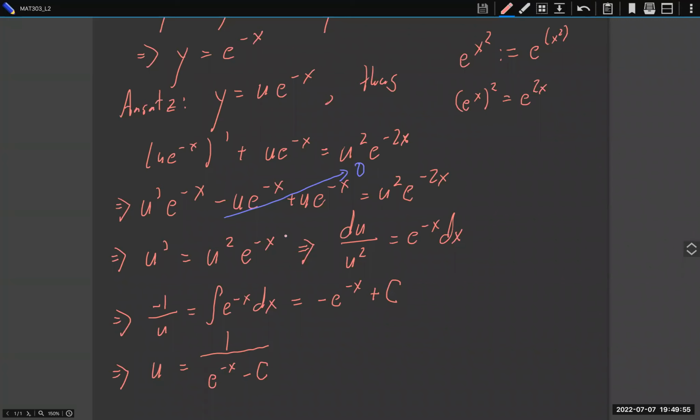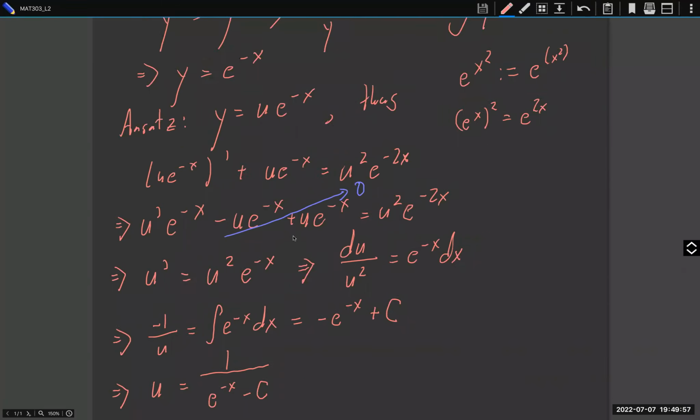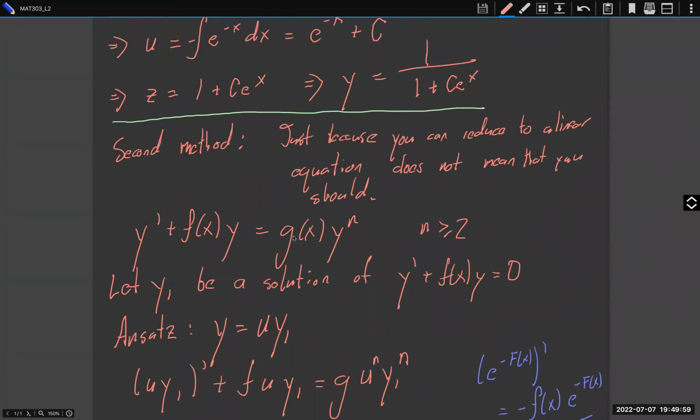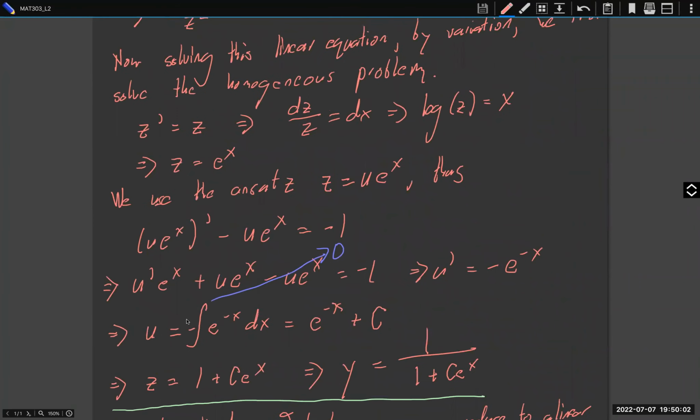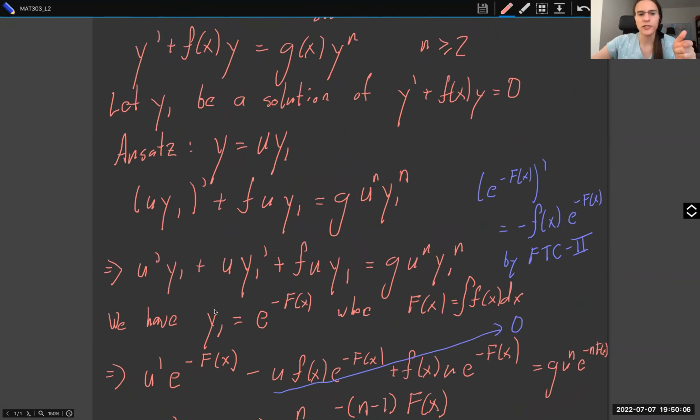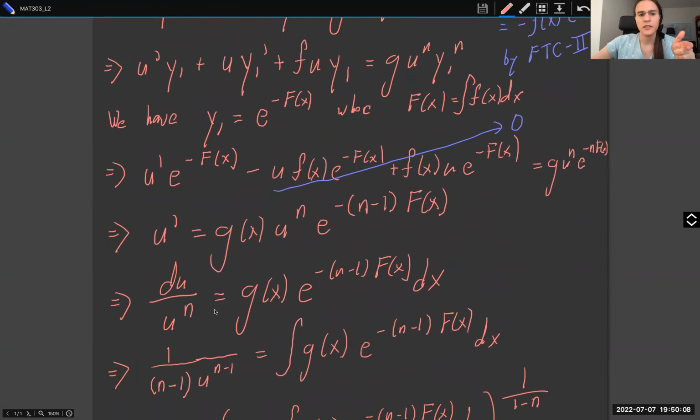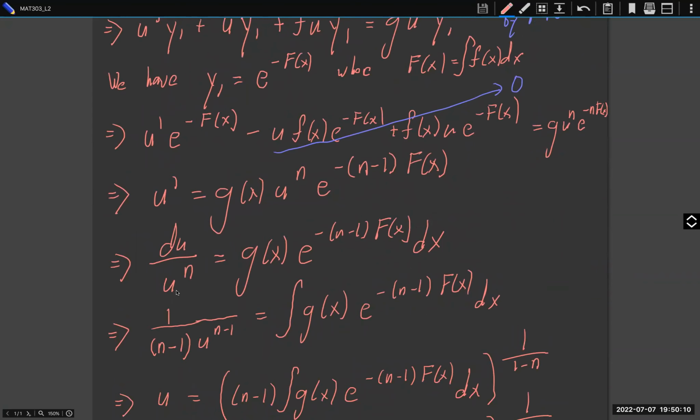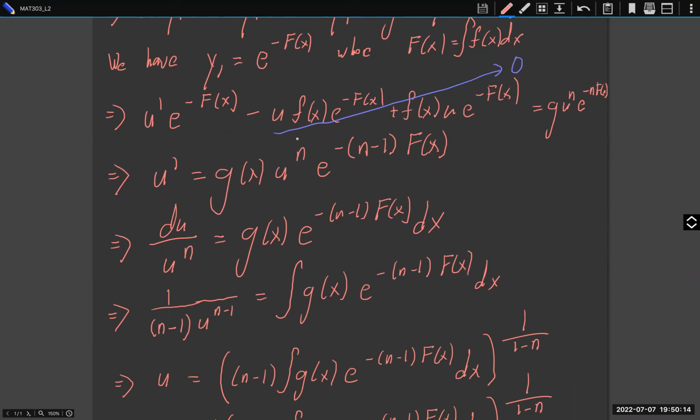Can I ask a question about the previous solution? I think it was at the bottom third row. We had something like du over u to the n. Sorry, the general solution that we did here? Yeah, the Bernoulli, yeah, here. Here, shouldn't it be 1 over 1 minus n times u to the 1 minus n? So let's take the derivative of this.